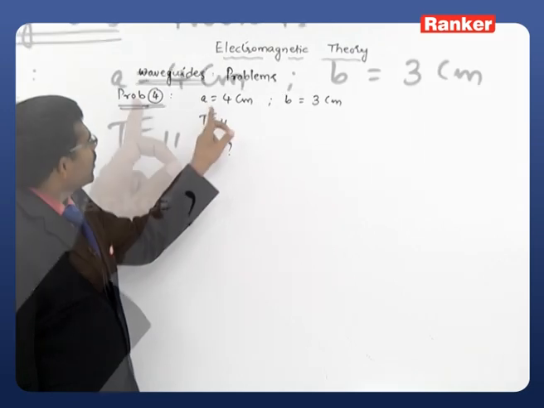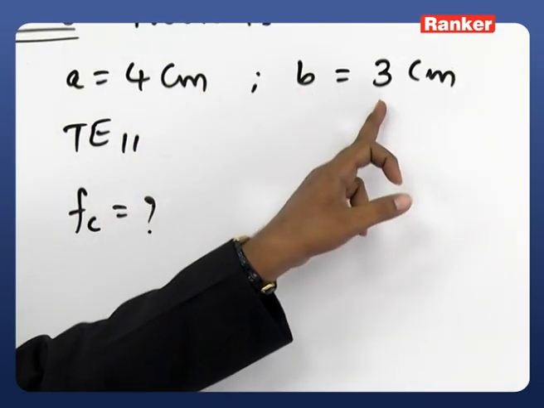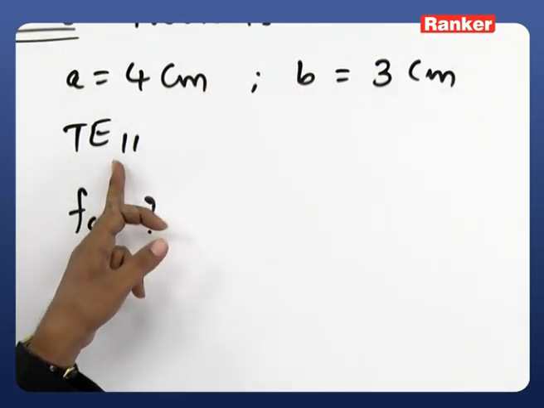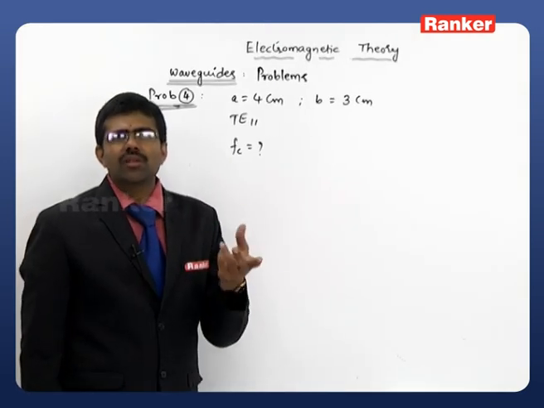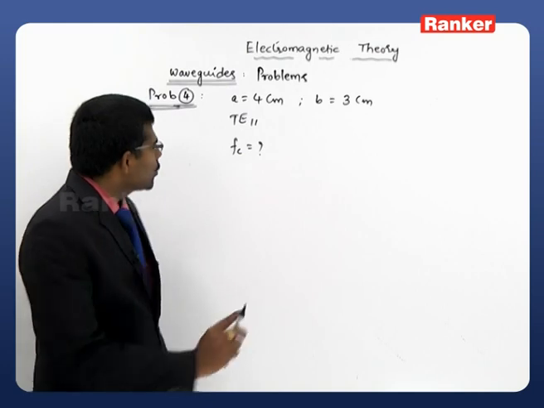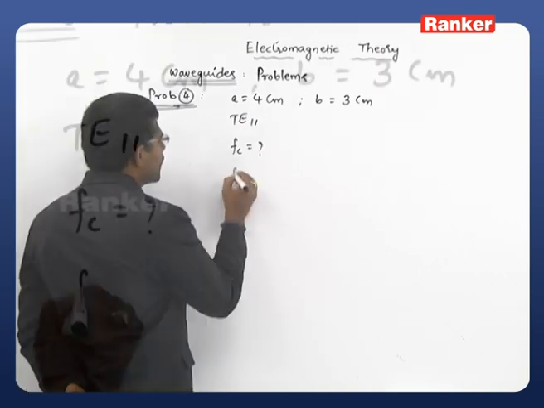Here a rectangular waveguide of dimensions 4 cm, 3 cm are given to us, and it is operating in TE11 mode, and we require the minimum operating frequency. Minimum operating frequency means cutoff frequency. So what is the formula for cutoff frequency of our rectangular waveguide?